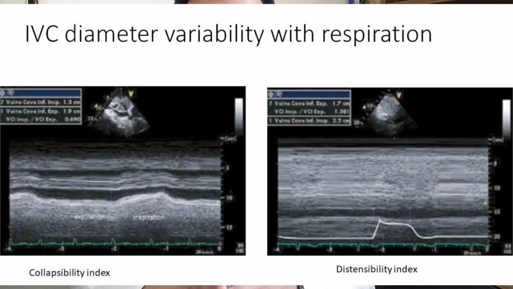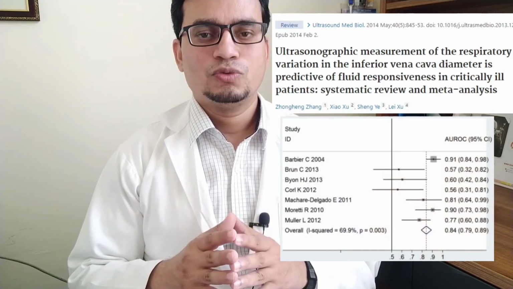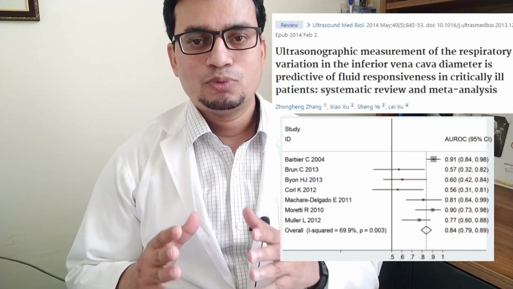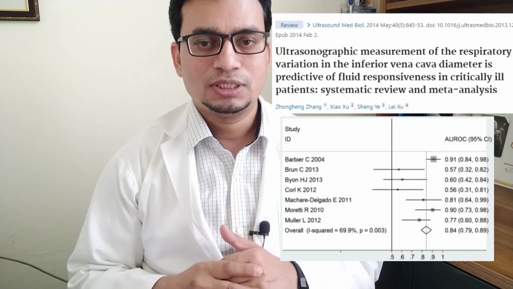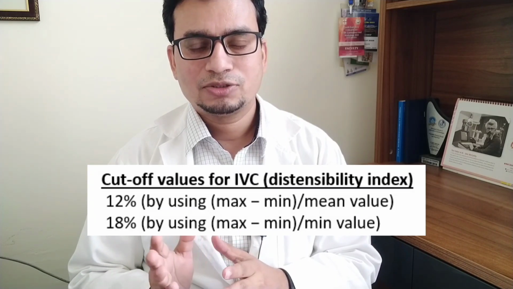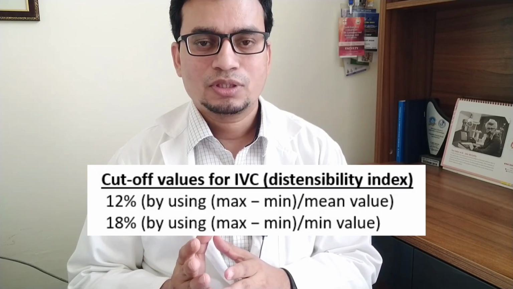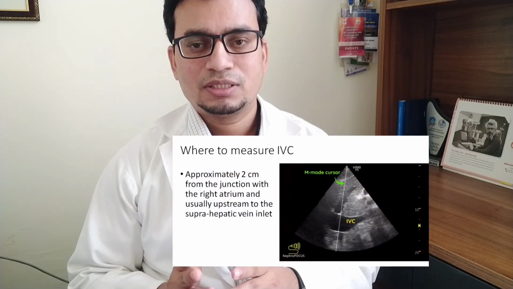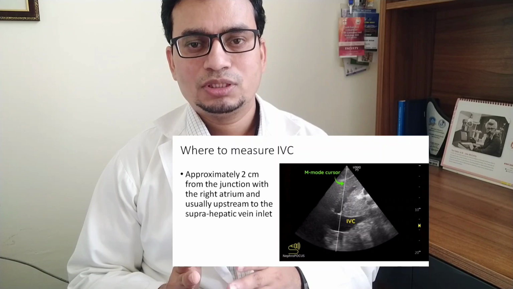The respiratory variations of inferior vena cava diameter have been reported to reliably predict the fluid responsiveness in ventilated patients. The AUC was 0.84 according to one meta-analysis by Zhang et al. pooling 8 studies involving 235 patients. The cutoff value is 12% by using maximum minus minimum upon mean for IVC distensibility index, while measuring IVC in M mode approximately 2 cm from the junction with the right atrium and usually upstream to the superior hepatic vein inlet.